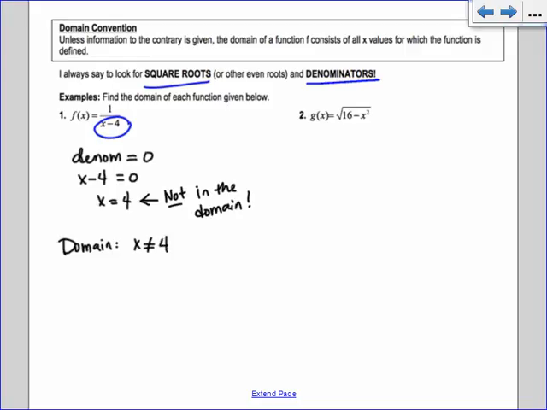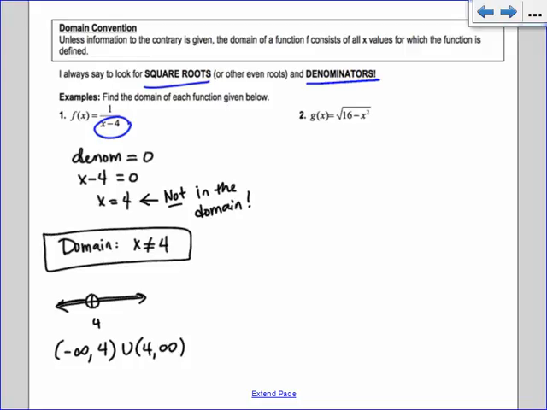Now back in Algebra 2, I made you guys do this on a number line. I had you put 4 there, did an open circle, and we shaded on each side. Then we wrote negative infinity to 4, union 4 to infinity. You can do that if you want, but this is acceptable as well. Isn't that much easier to write? x is not equal to 4. So I'll let you write it like that.